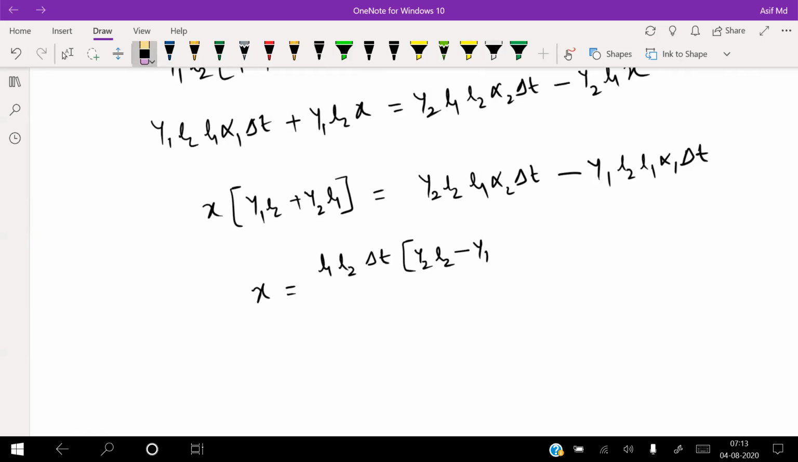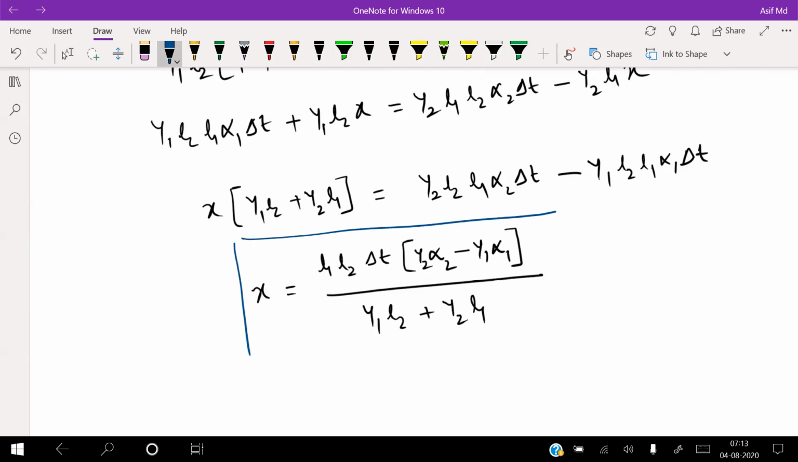Sir, already you took L2 common, no? Yeah, that's what I'm saying. So what is remaining? y2 alpha 2, minus y1 alpha 1, divided by y1 alpha 2 plus y2 alpha 1. Yes, sir. This will be the displacement formula.